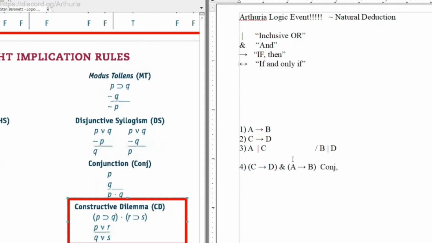Extremely important, actually. And then we could say here, again, the trick is you have the two left sides connected by an or, and then you get the two right sides connected by an or. So it would just be D or B. This would be CD of 4 and 3. That's the constructive dilemma rule, which is stupid. I don't like it. It makes my head hurt. Anyway.